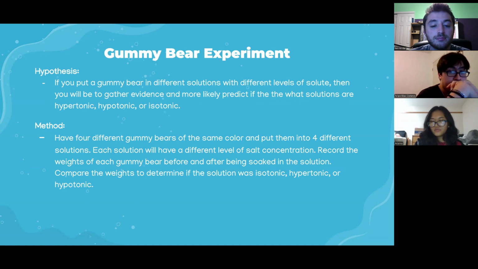Our method for the gummy bear experiment was to have 4 different gummy bears of the same color and put them into 4 different solutions. Each solution will have a different level of salt concentration. Then we will record the weights of each gummy bear before and after being soaked in the solution. Lastly, we will compare their weights to determine if the solution was isotonic, hypertonic, or hypotonic.